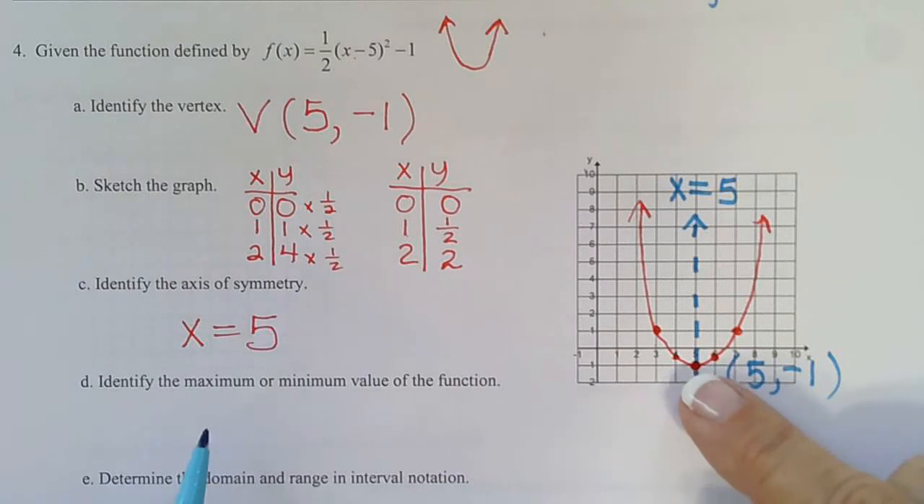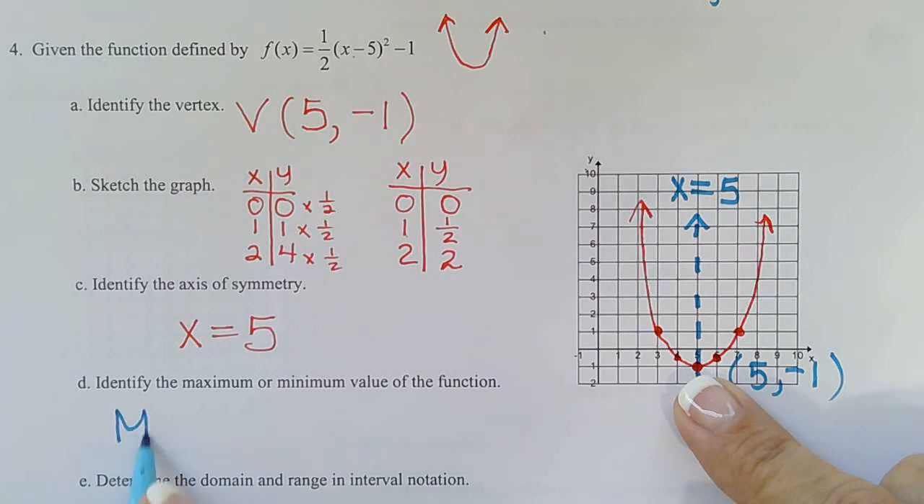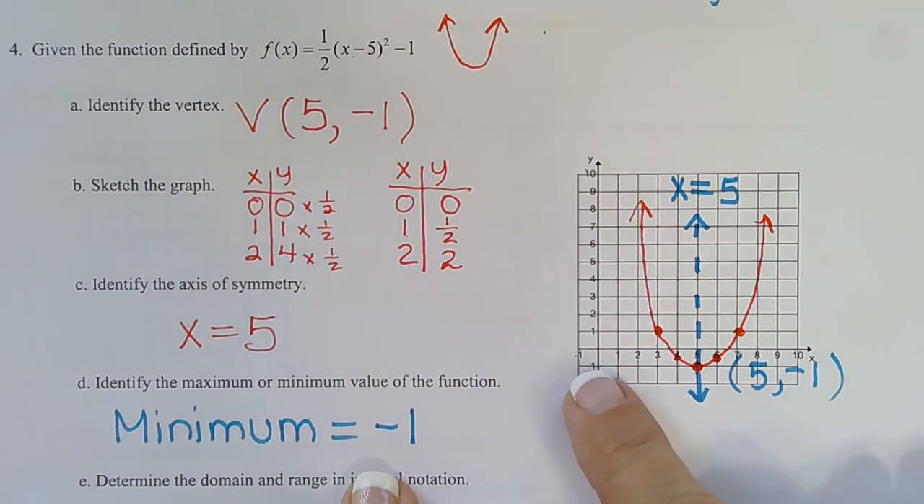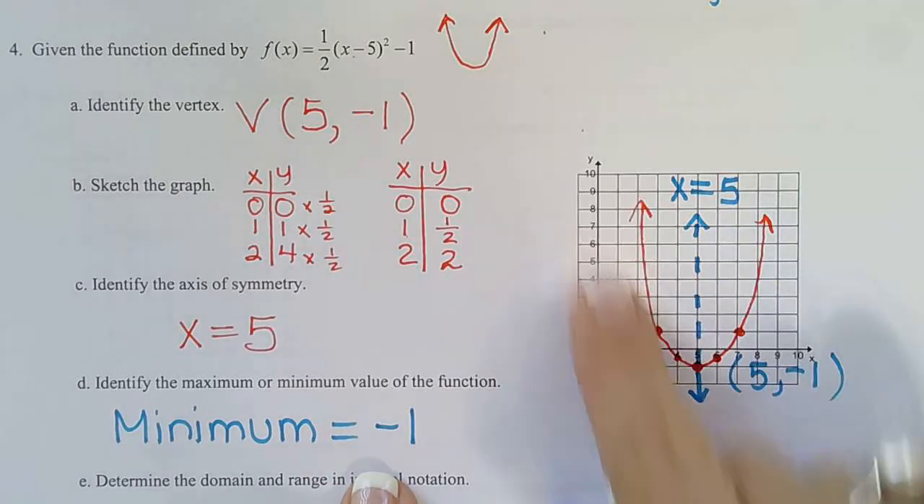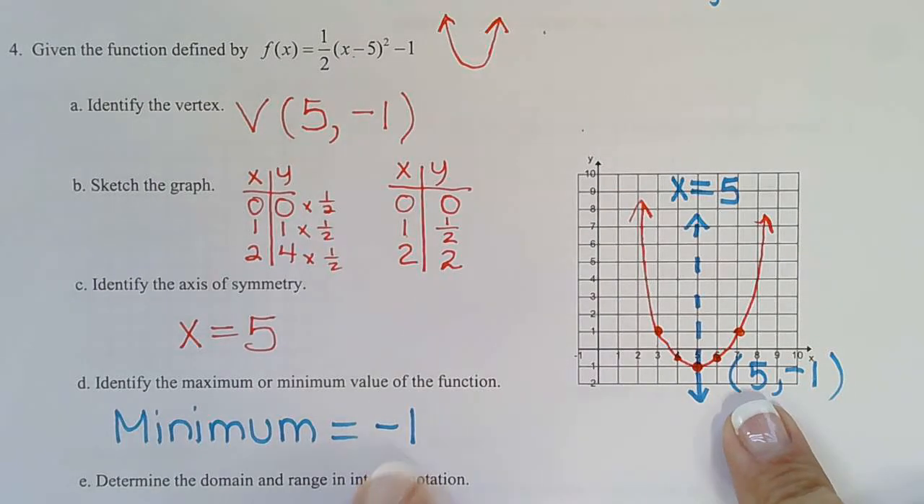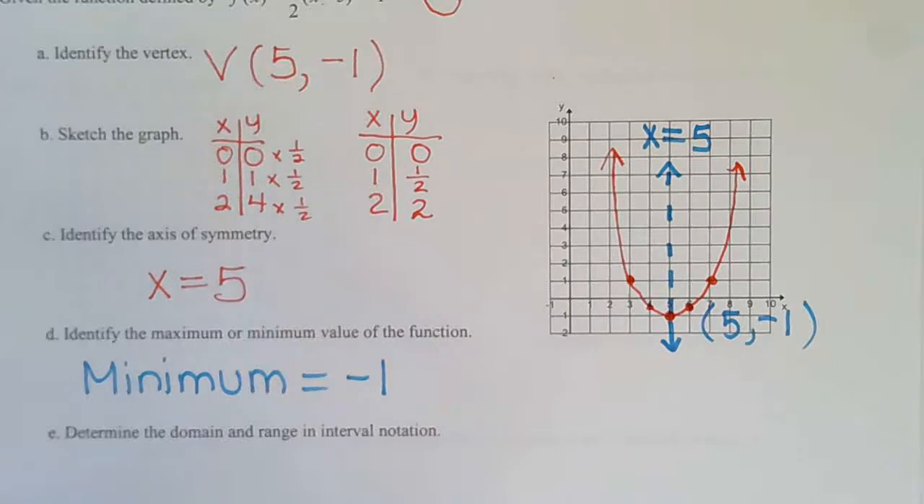Max or min. So is this the lowest point or the highest point? It's the lowest, right? So we write minimum. And this is why we write the vertex on the graph, because the minimum is always the y value of the vertex. So we say the lowest value on the graph, lowest is y, because y is high or low, is -1. So you can see we use the vertex for the axis, we use the vertex for the max and min, and we're also going to use it for range coming up.